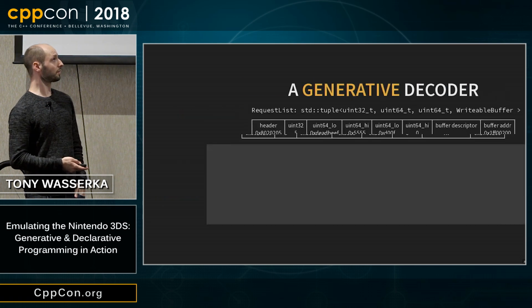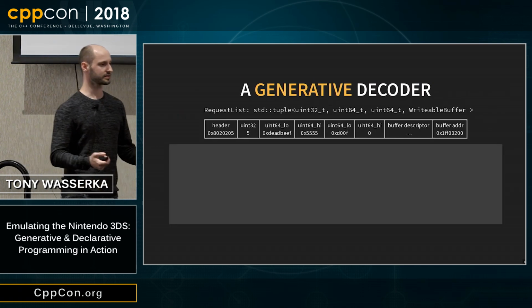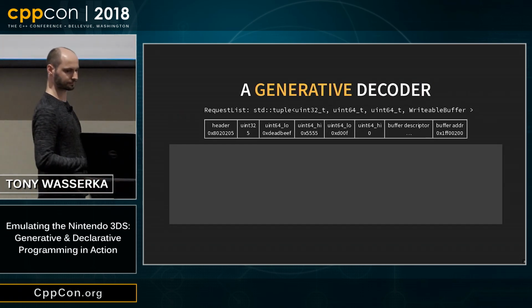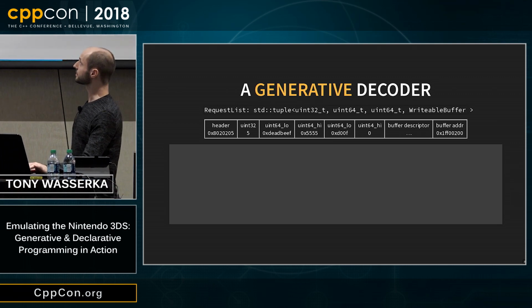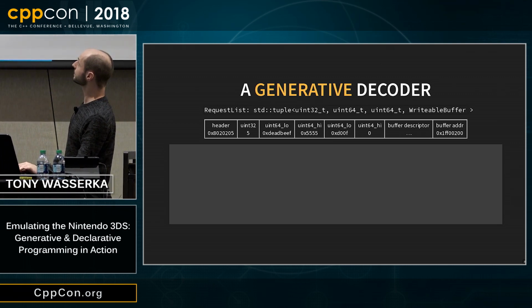So how does it actually work? Here's an example. Let's say we have this type list at the top for the request header. Hello? There's my mouse. There is my mouse.